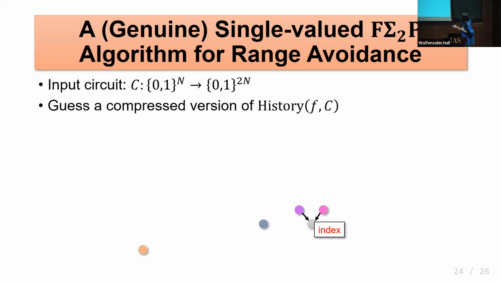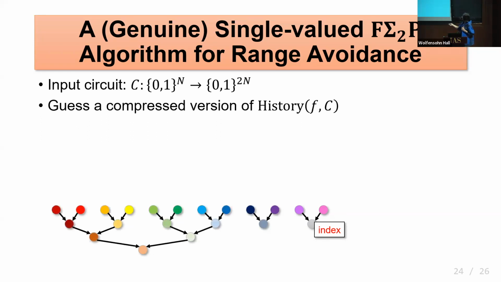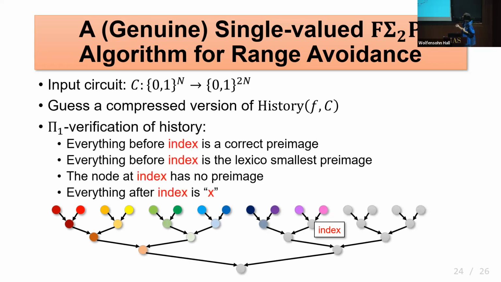So if you guess the compressed version and decompress it from the bottom up, then there's no guarantee that everything is lexicographically first. So you still need to verify it. To verify it, you just use the verification that I mentioned before. You verify everything before the index is correct, the node at the index is a non-output, and everything after the index is the failure symbol.